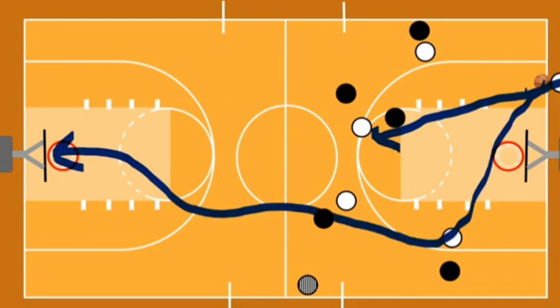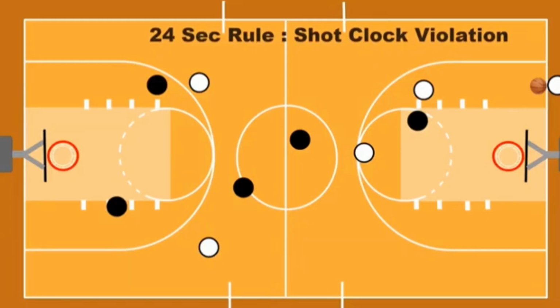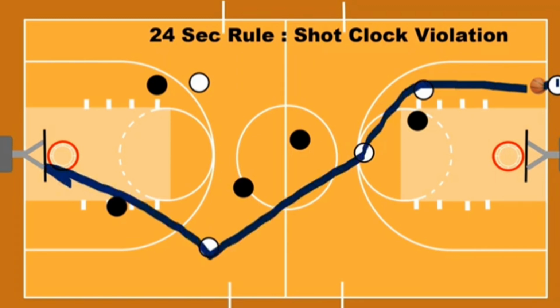Now we need to understand what a violation in basketball is. The 24-second rule, which is called the shot clock violation. When the white team starts the game, they have 24 seconds. In 24 seconds, they have to attempt a shot, that is, try to put the ball inside this basket. If they do not, then the ball will come to the black team.